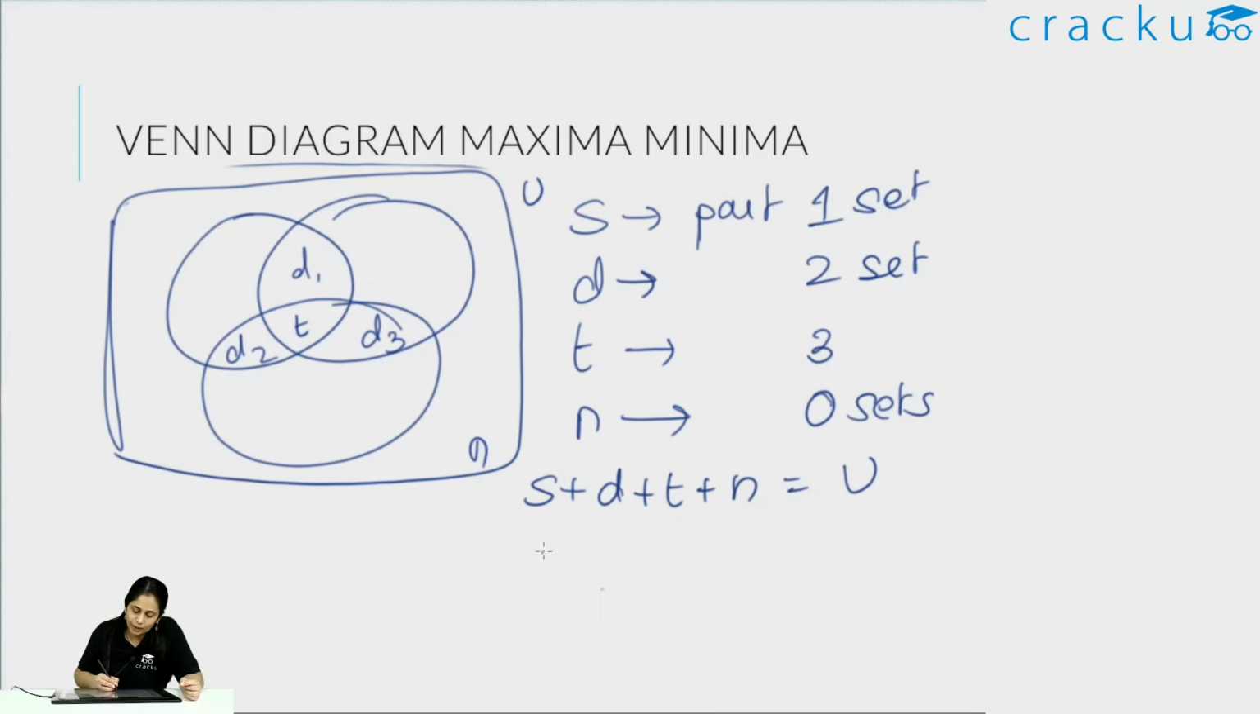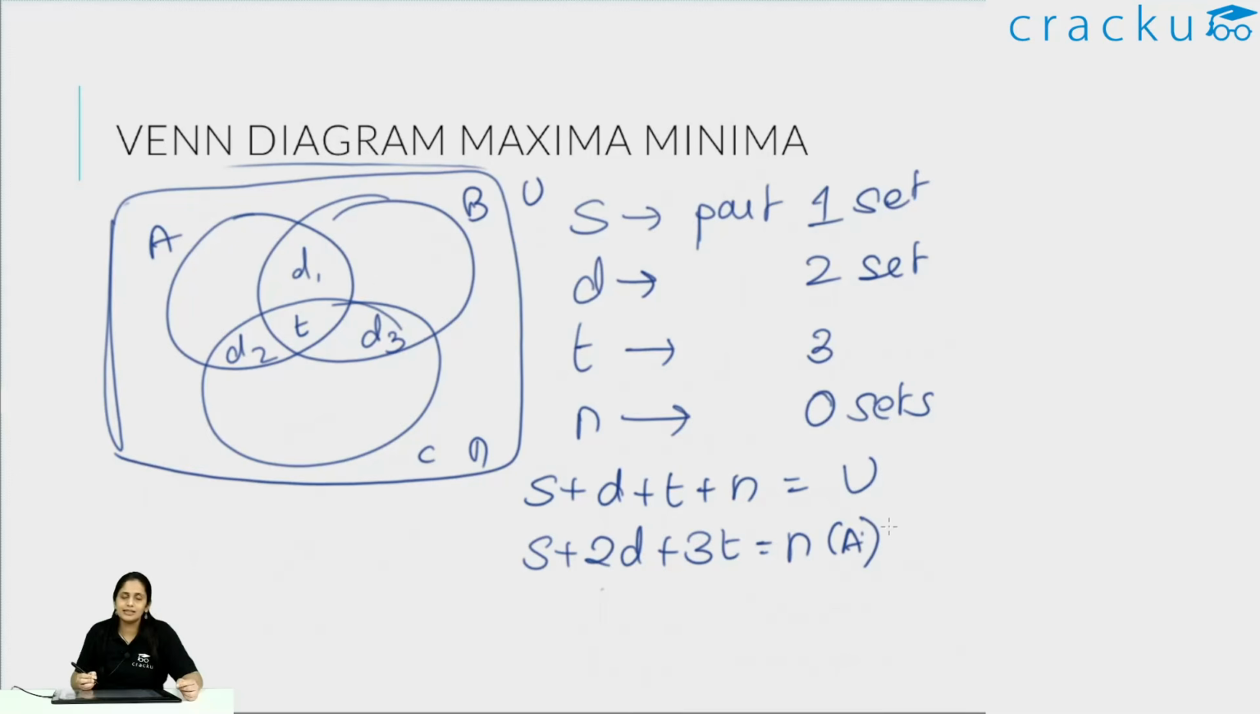The other condition that you have is S plus 2 times D plus 3 times T is equal to n of A plus n of B plus n of C, say A, B, C. When I add the individual cardinalities, those that are part of a single set are added once, those that are part of two sets are added twice, and those that are part of three sets are added thrice, because essentially we are double counting and triple counting the overlap. Overlap of two sets is double counted, overlap of three sets is triple counted.